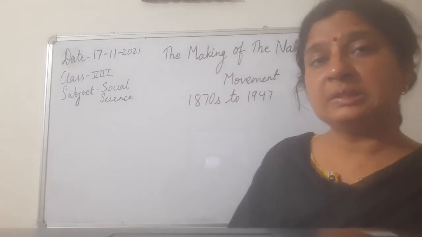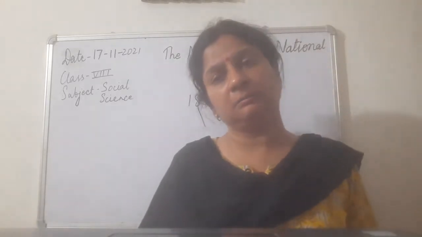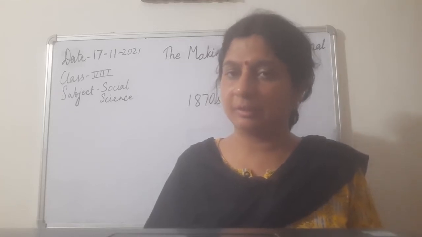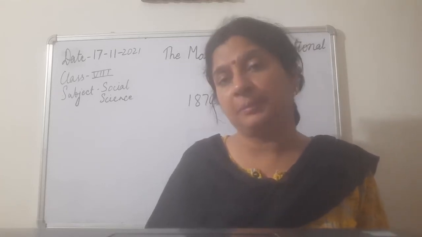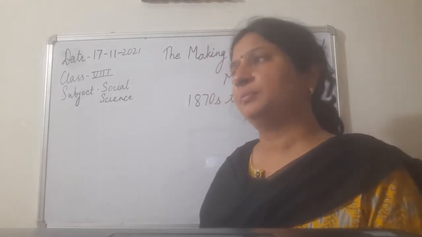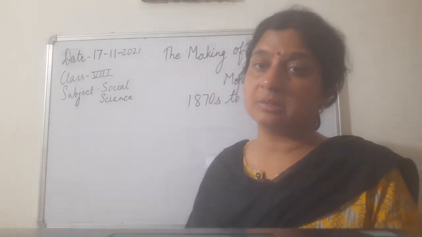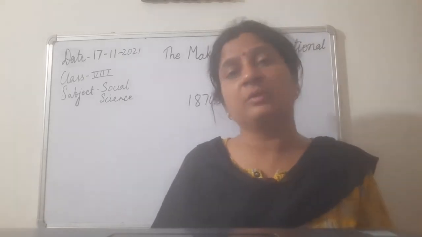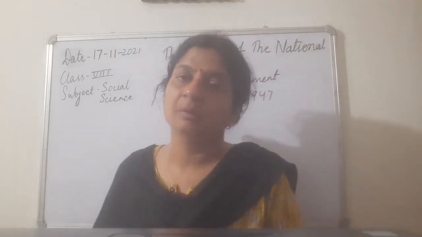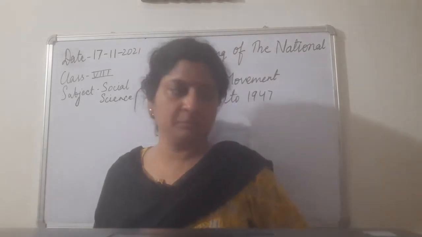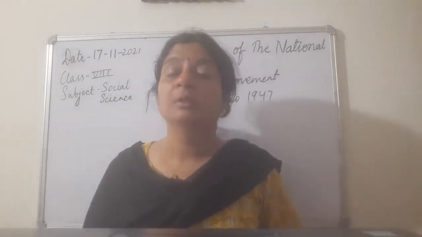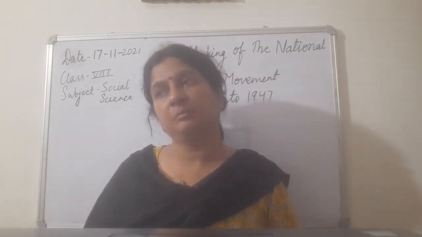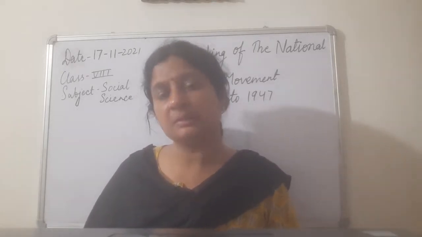So these changes were occurring, and some of these changes were positive in nature, like the social changes we have discussed, but still the people were not liking these changes, and all this culminated in the revolt of 1857. Because of all this dissatisfaction, the revolt of 1857 took place, and we have discussed this also.